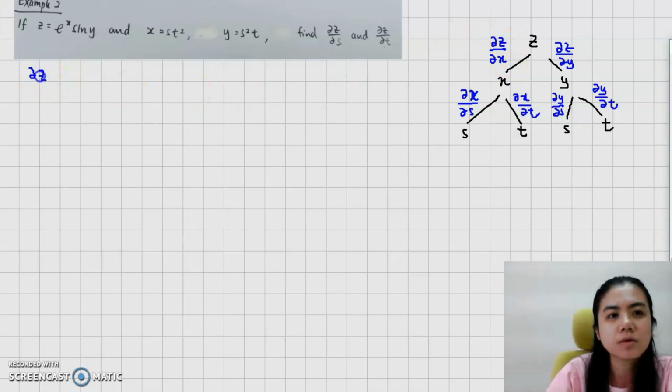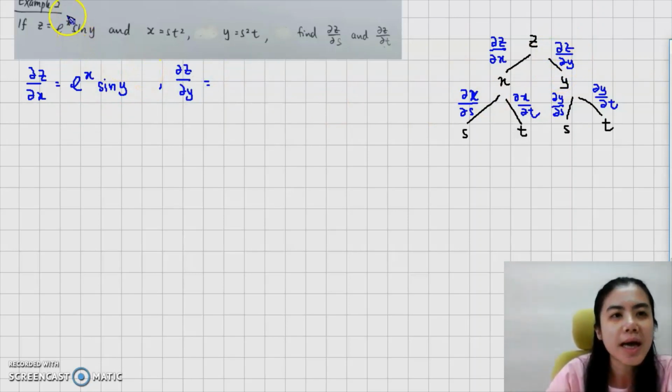So we have del z del x. You're going to treat y as constant, so you differentiate this, and that way you have e^x sin y because the y is constant. Then we'll do del z del y.